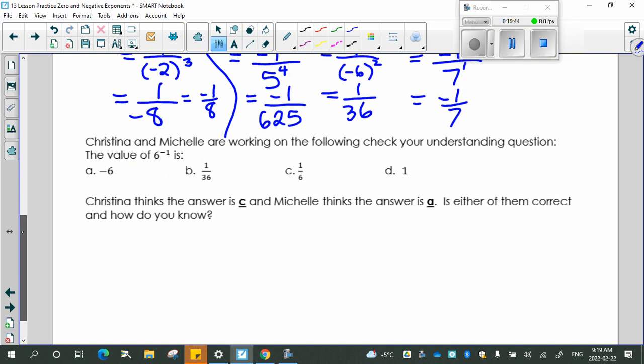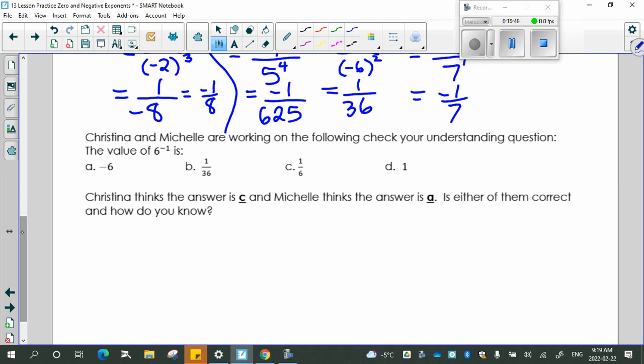Okay, so our next example, we have Christina and Michelle. They're working on the following check your understanding question, and it's a multiple choice question. The value of 6 to the -1 is, and you've got these 4 choices here. Christina thinks the answer is C. Michelle thinks the answer is A. Which one of them is correct? Or is either of them correct? And how do you know?